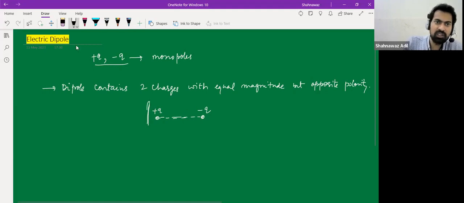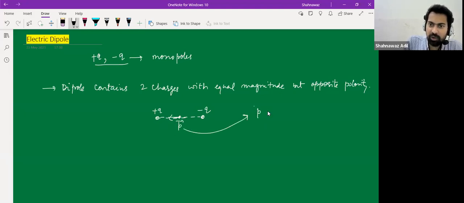Yeah, so this is the diagrammatic representation of a dipole, right? And then you have this dipole moment. At the center, this goes from minus Q to plus Q. This is the dipole moment, and it tells about the strength of the dipole.